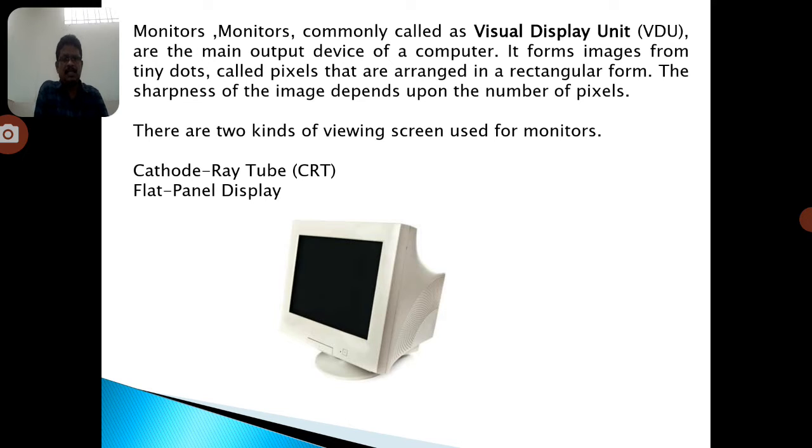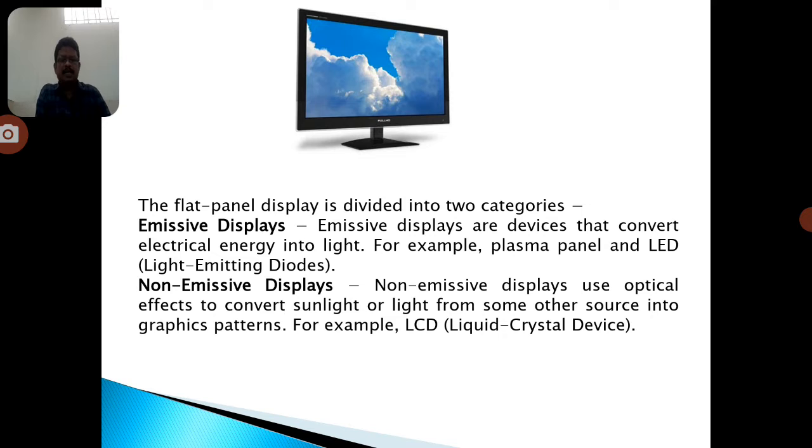Basically there are two types of viewing screens for monitors. One is the cathode ray tube, that is the CRT, and the other is the flat display device. The CRT monitor is the traditional computer monitor, which has a vacuum tube formation, and this diagram shows the CRT. The second one is the flat panel display device. Here there is no vacuum tube, and the information is displayed in flat mode.